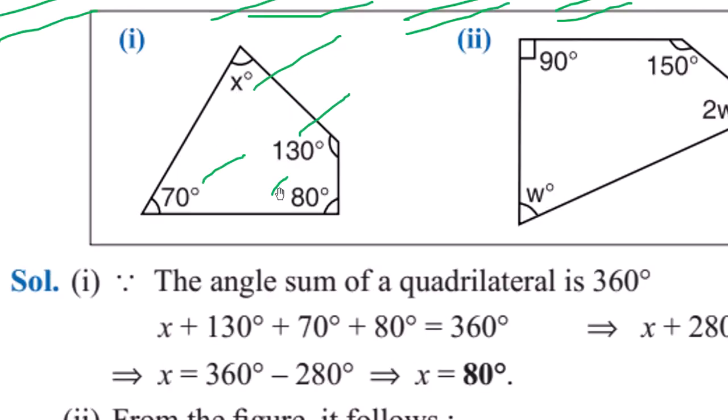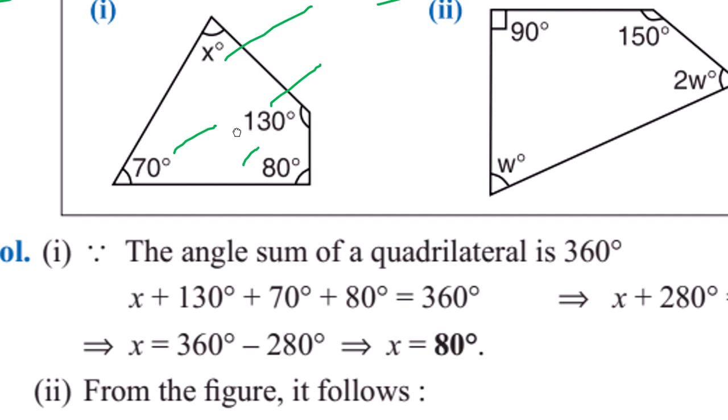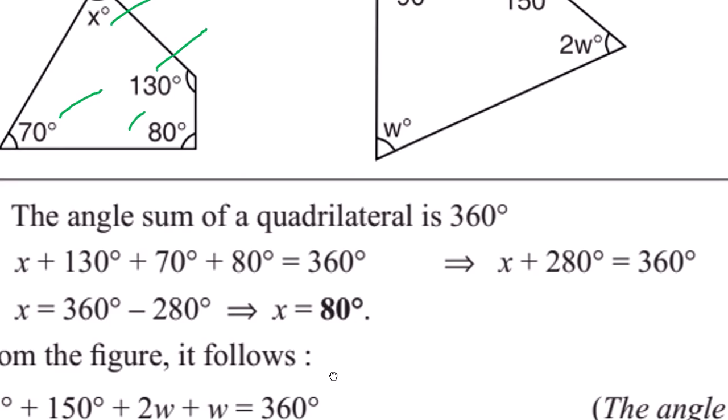What is the angle sum property of a quadrilateral? The interior angle sum of all four angles is equal to 360 degrees. So X plus 130 plus 80 plus 70 equals 360. 130 plus 70 is 200, plus 80 is 280. X plus 280 equals 360. X equals 360 minus 280. X equals 80 degrees.